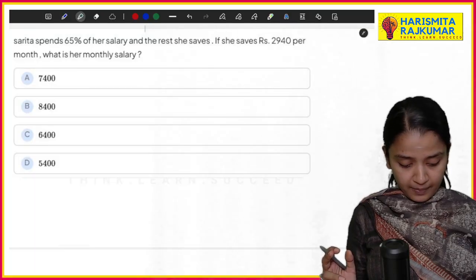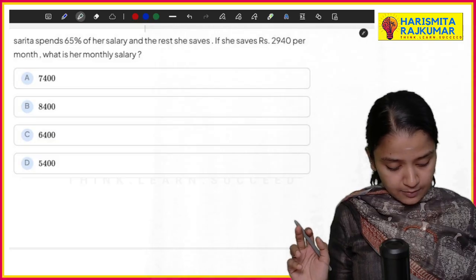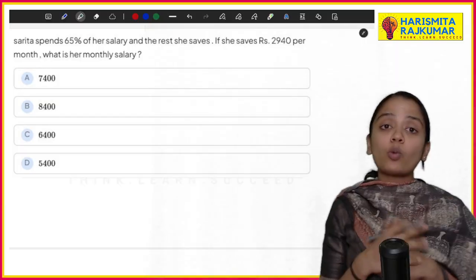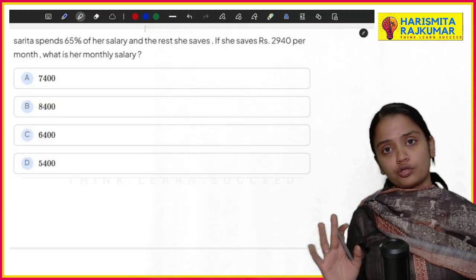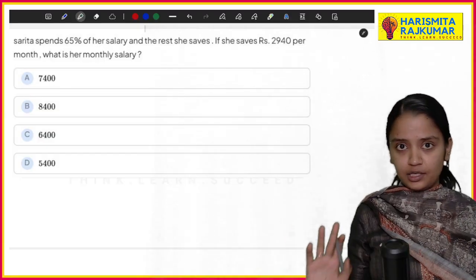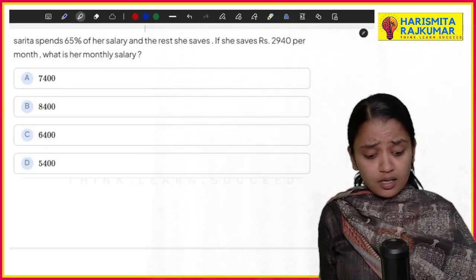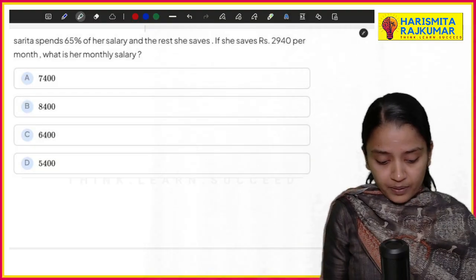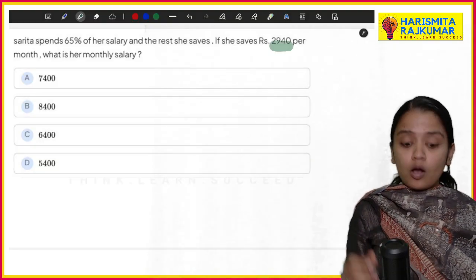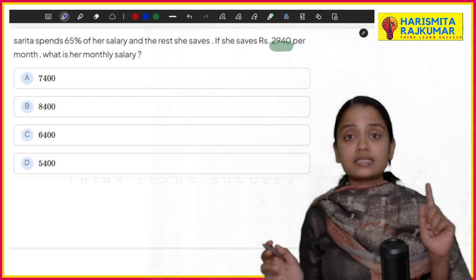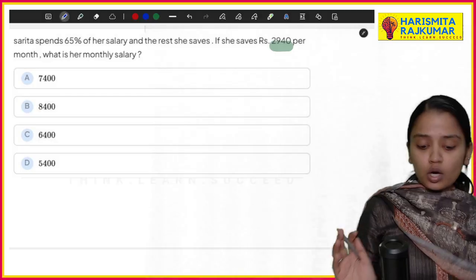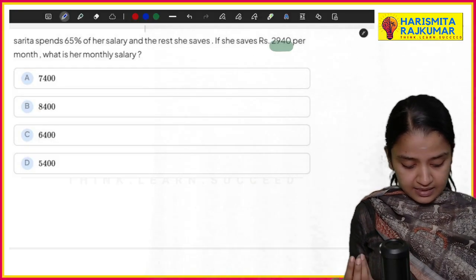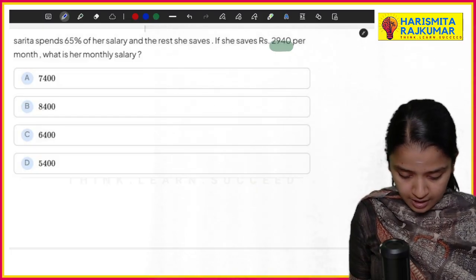Now let's get into the main question. Sarita spends 67 percentage of her salary, and the rest is her savings. She saves rupees 2,940 per month. What is her salary? That is the question. So what did I tell you? If they give you the salary, you should keep your salary as 100 percentage or 100. Now let us keep her salary as 100 percentage.